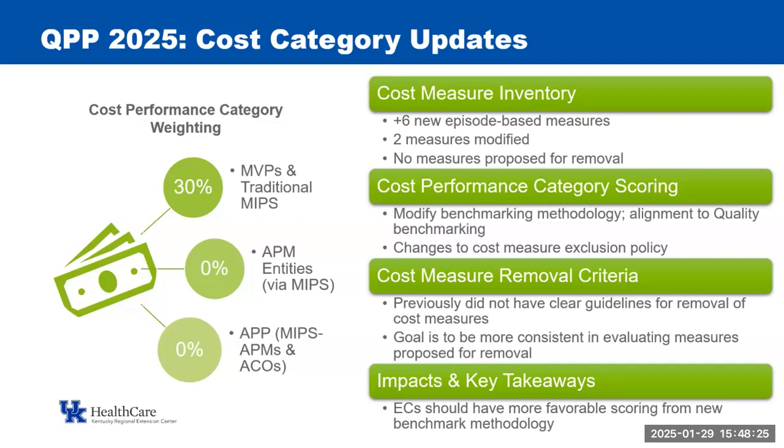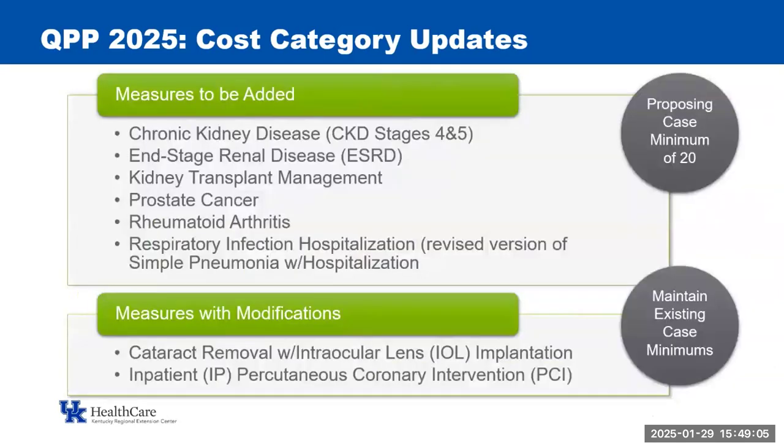CMS did finalize some more clear guidance around how they are going to consider and remove certain cost measures. And they also are going to try to be more consistent in how they evaluate measures for future removal. Finally, I just really want us to touch on how we need to keep an eye on how this new scoring is going to impact overall performance. I think this is a good change overall for the benchmark methodology. And I think all of us here at the REC will be interested to see what that looks like.